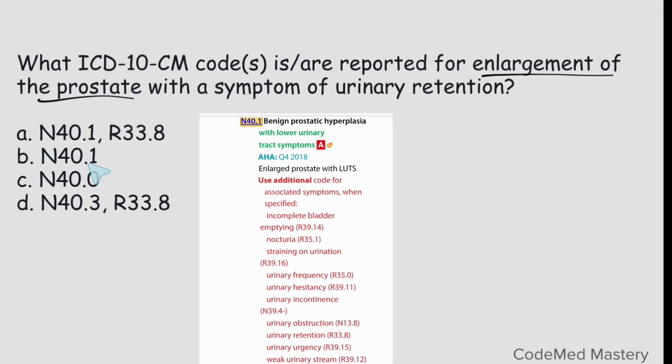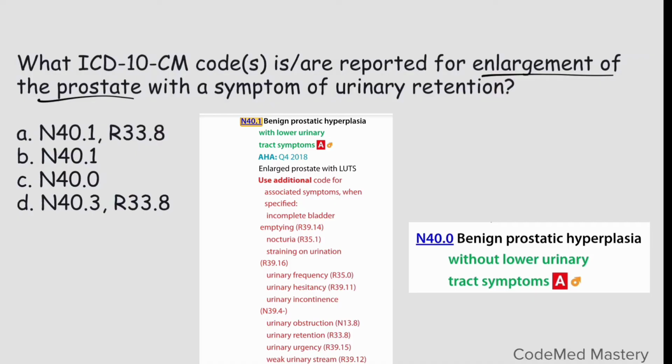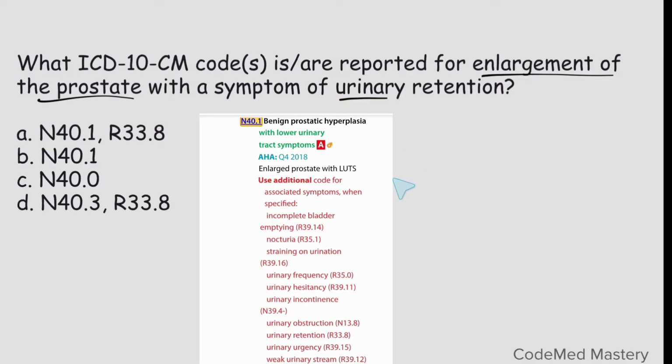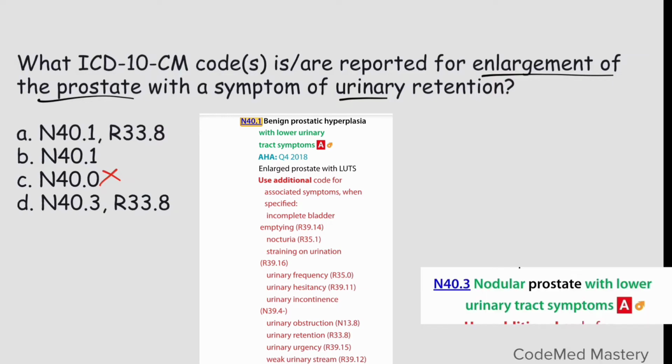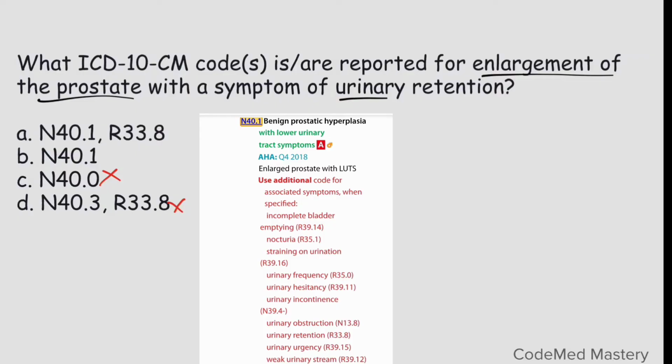In option B also, they have mentioned N40.1. Check option C, N40.0. That is for benign prostatic hyperplasia without lower urinary tract symptoms. But according to the question, the patient has symptom of urinary retention. So we cannot code N40.0. So eliminate option C. Option D, N40.3 is for nodular prostate with lower urinary tract symptoms. That is not matching with the question. So eliminate option D. We are left with option A and option B.